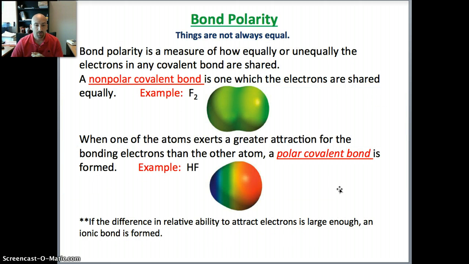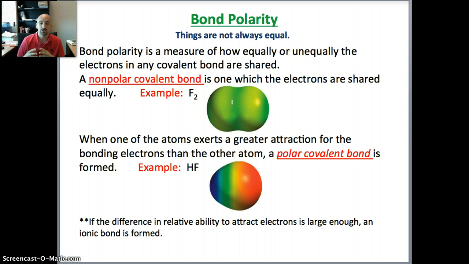So now we can talk about bond polarity. So bond polarity is just a measure of how equally or unequally the electrons in a covalent bond are shared. Okay, there's really 2 extremes to understand bond polarity. One is the nonpolar covalent bond, which is if you think of F2 or H2 like hydrogen gas, you can see that basically they're equal, right? The electrons being shared equally, and we can see that with these color diagrams. The second extreme is a polar covalent bond, which means one of the atoms in the bond exerts a greater attraction for the bonding electron than the other atoms.